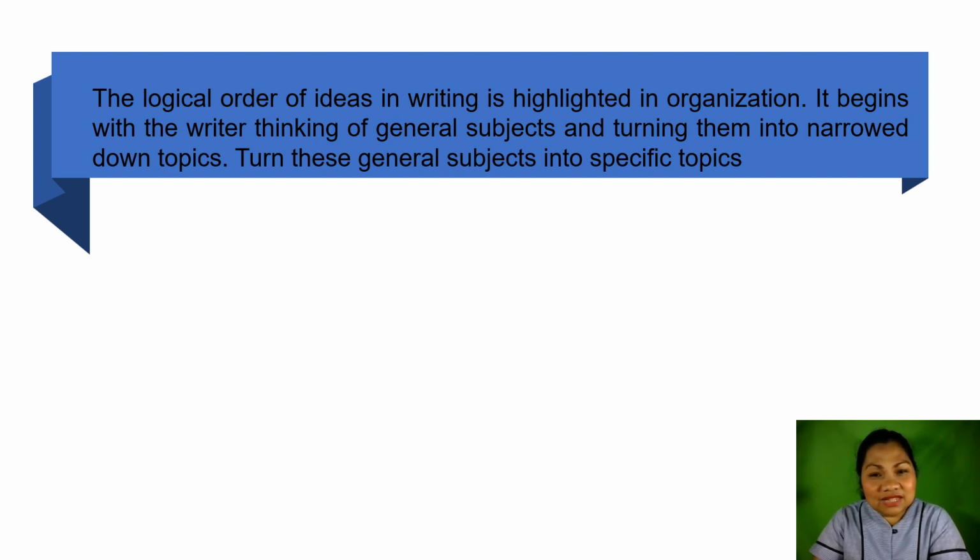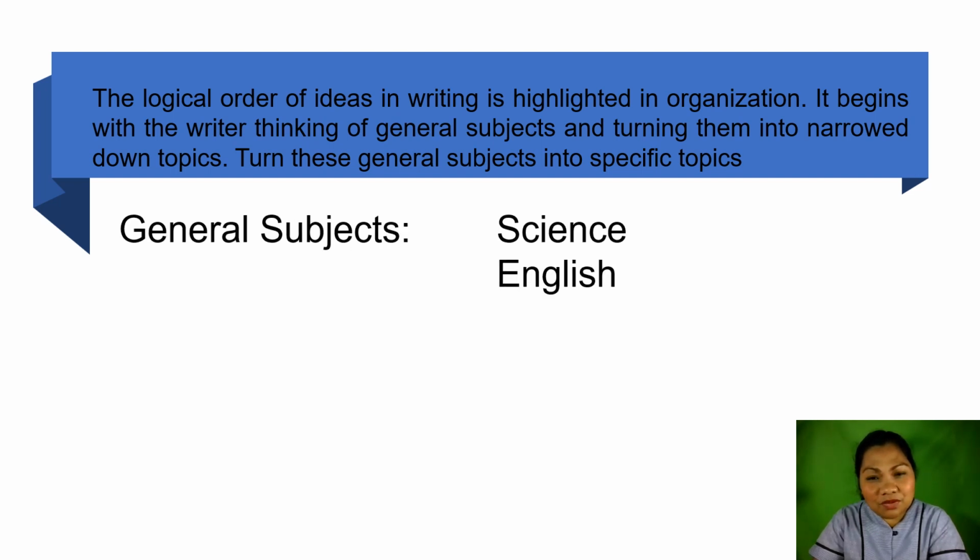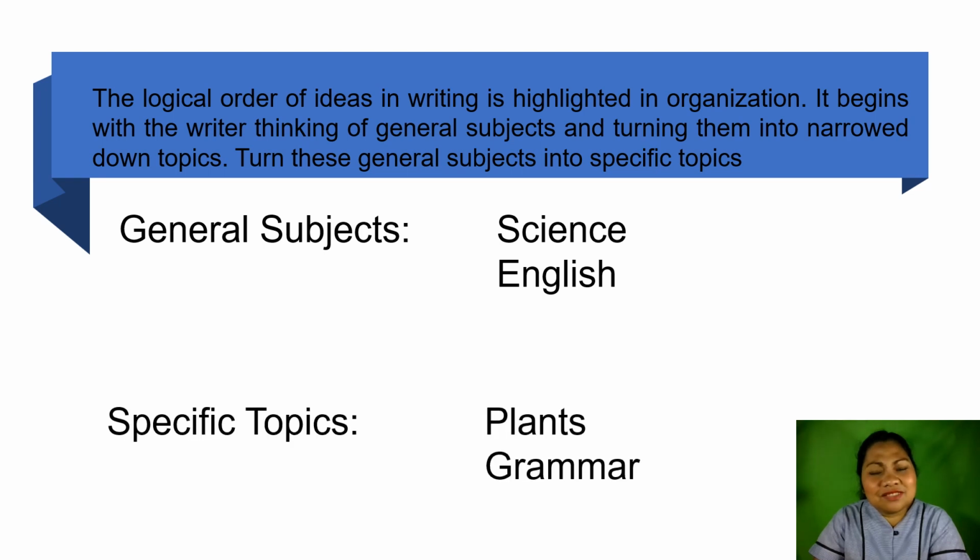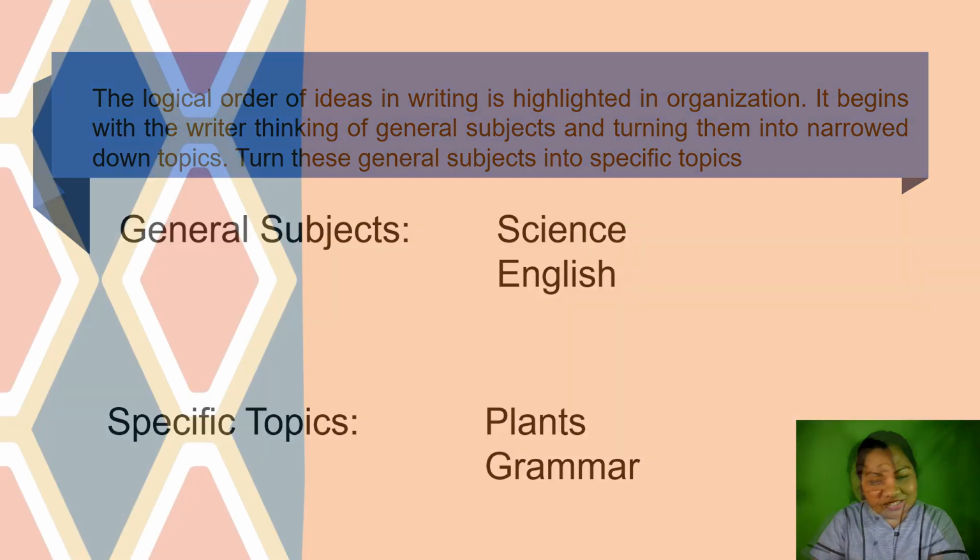The logical order of ideas in writing is highlighted in organization. It begins with the writer thinking of general subjects and turning them into narrowed down topics. Turn these general subjects into specific topics. So we have general subjects, science, and English. Now, think of specific topics under science and English. That's correct. So we can have plants under science and grammar under English.